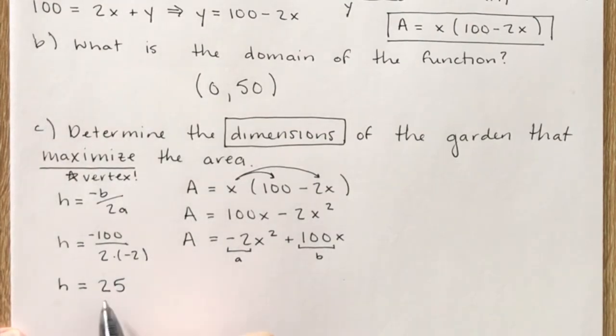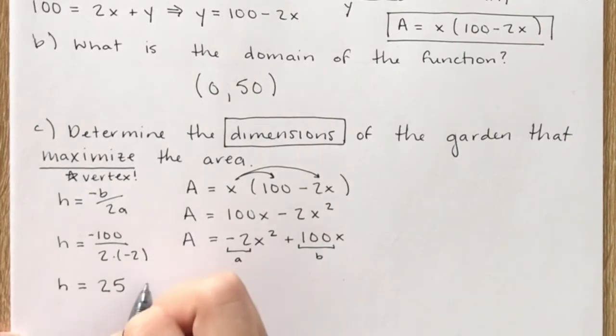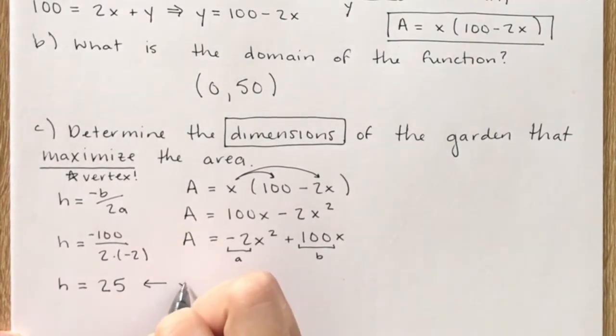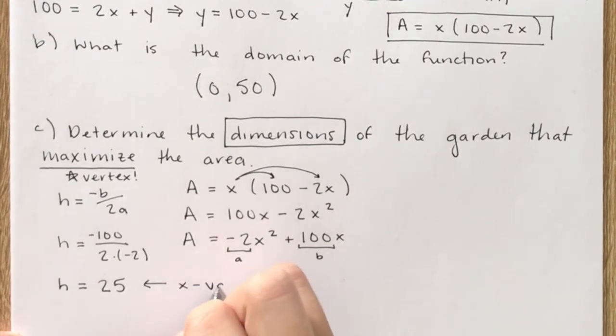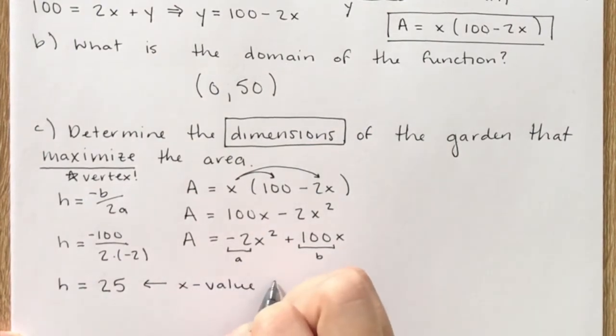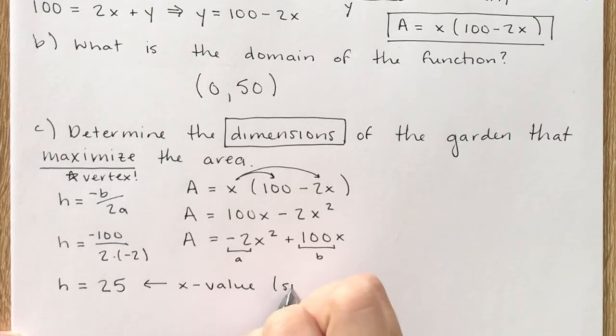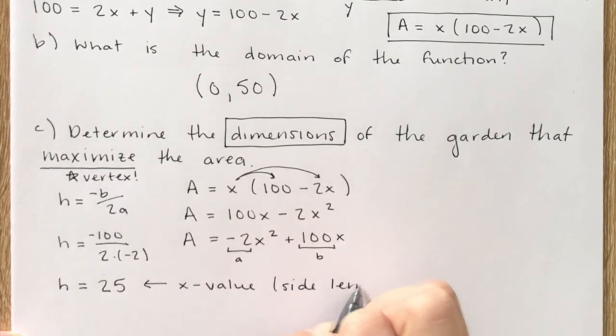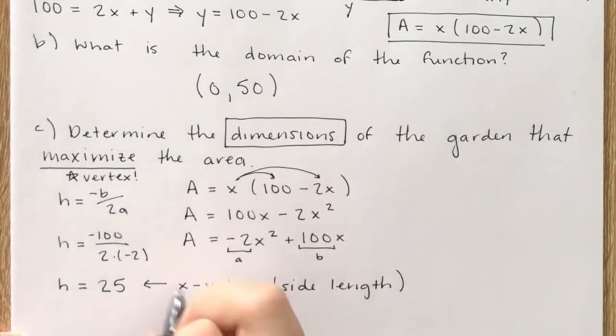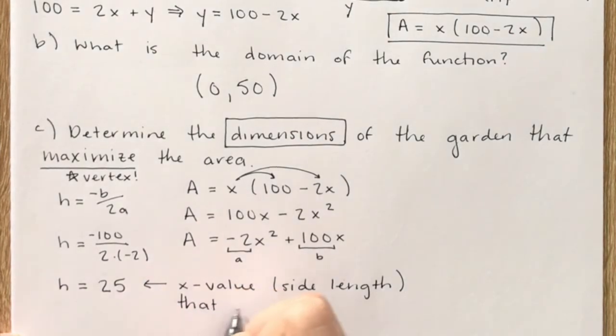What is this? Well, h is our input variable for our vertex, right? So that means that this is the x value, which is the side length that maximizes, that gives maximum area.